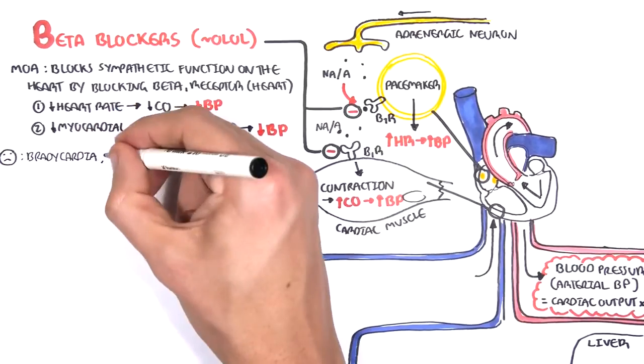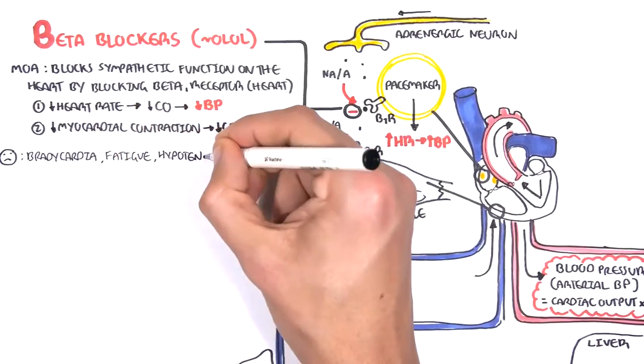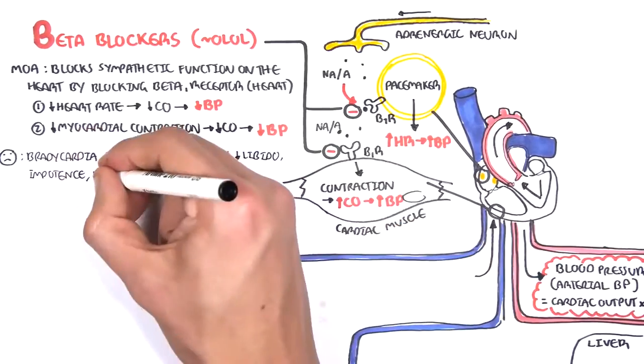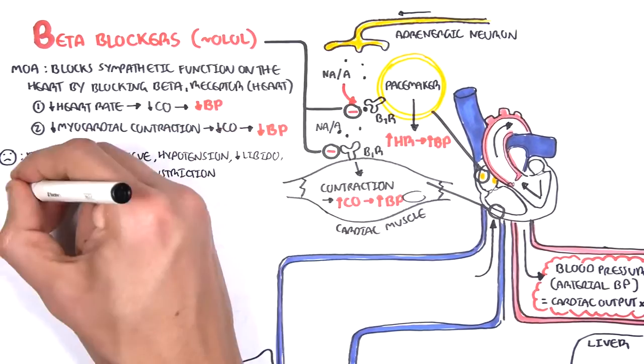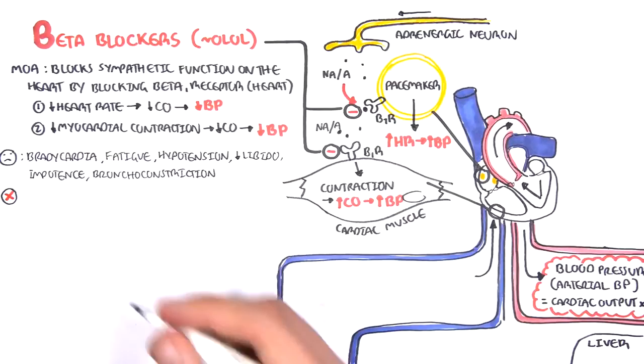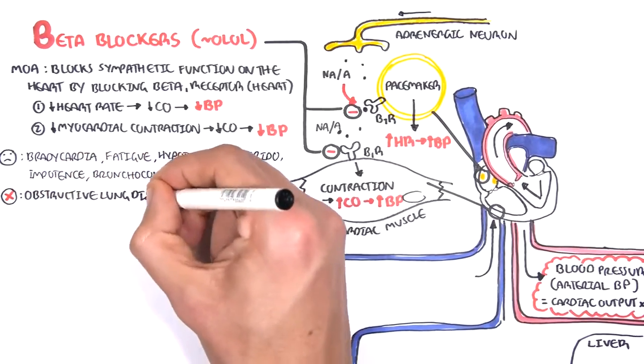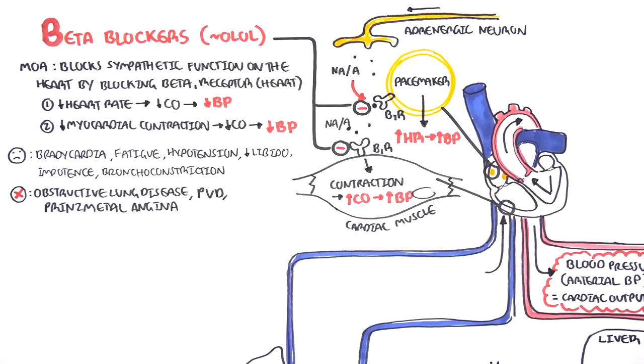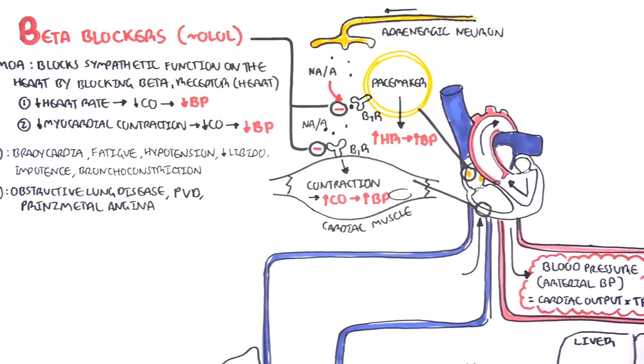Side effects of beta blockers include bradycardia, fatigue, hypotension, decrease in libido, impotence, and bronchoconstriction. Contraindications include obstructive lung disease and peripheral vascular disease. So that was the antihypertensives with B.